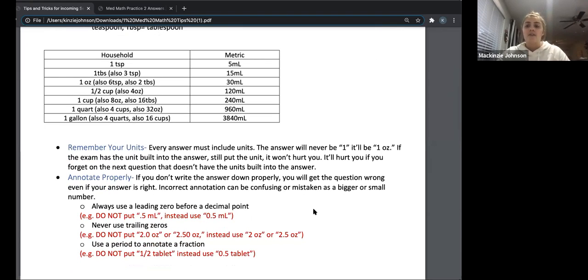One thing about the MedMath exam is you need to write your units if it's not already on the paper. When I'm taking the exam, I usually just write my units in to be safe, because if you forget to write in a unit, you get the question wrong.